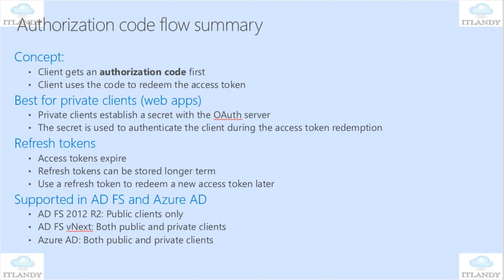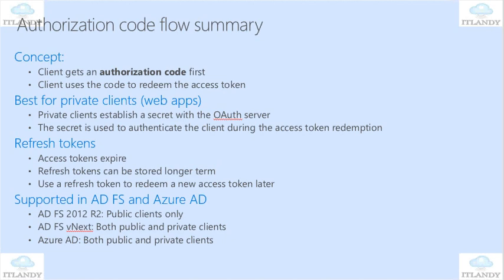However, the authorization code flow concept: the client gets an authorization code first, then uses the code to redeem the access token. This is for private client web applications. The private client establishes a secret with the auth server, and the secret is used to authenticate the client during access token redemption. When the access token expires, the refresh token can be stored longer, like 7 or 14 days, whereas the access token is 1 hour, or 24 hours max. Use the refresh token to redeem a new access token. Supported in ADFS and Azure AD from 2012 onward, and Azure AD vNext supports both public and private clients.